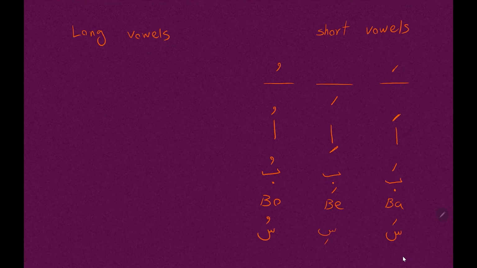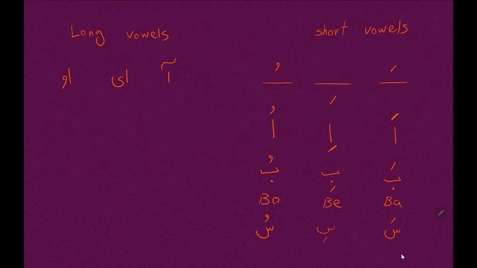Now about the long vowels. We have three long vowels. A, I, U. As you can see, all of these long vowels come with the letter Alef, but we can add these long vowels to other letters as well. But let's start with the letter Alef.